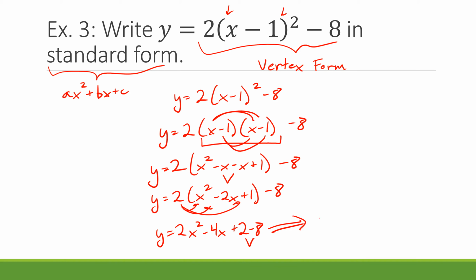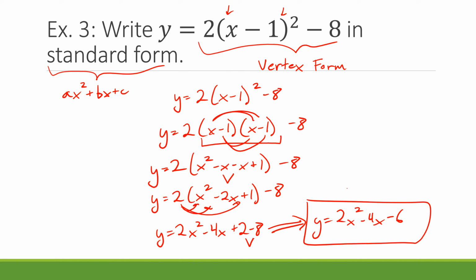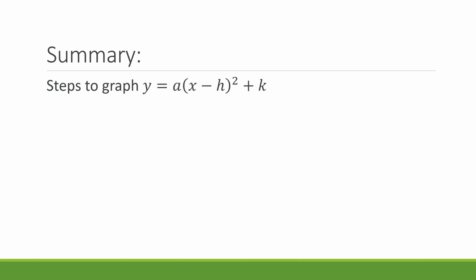My final answer will be y equals 2x squared minus 4x minus 6. That looks like it's in standard form. I have ax squared plus bx plus c. None of this vertex form nonsense. Hey, that was a pretty short video. Let's get right on to the summary.